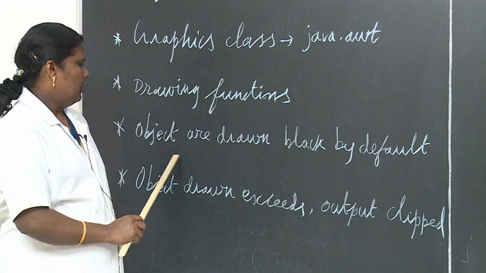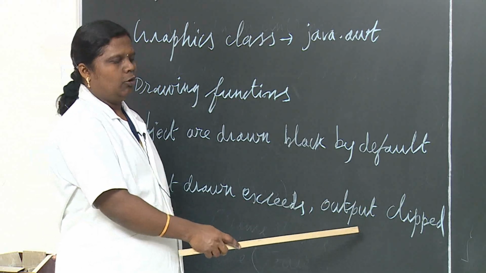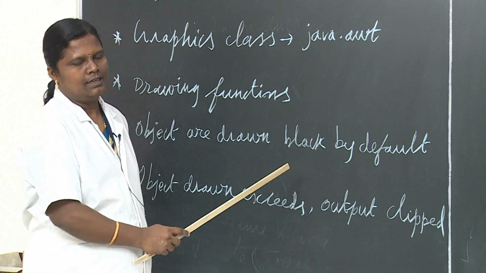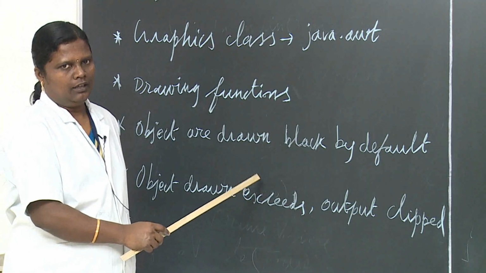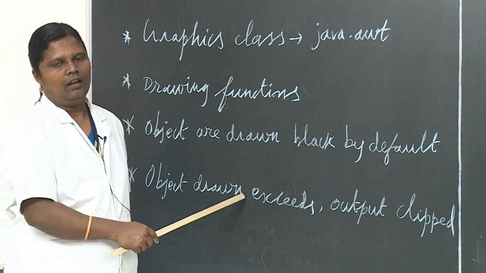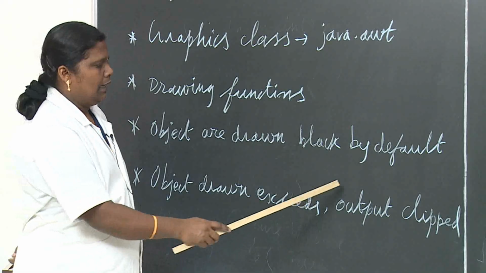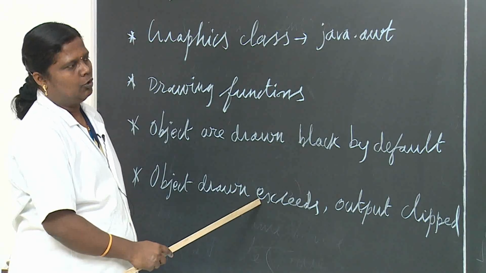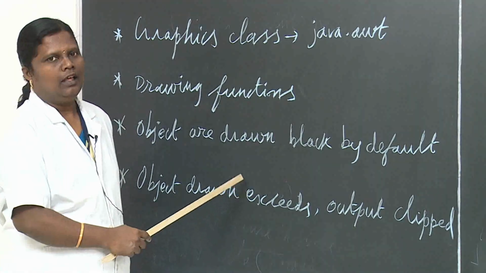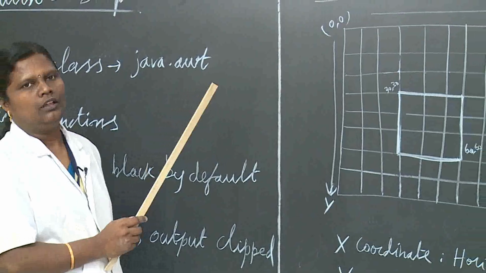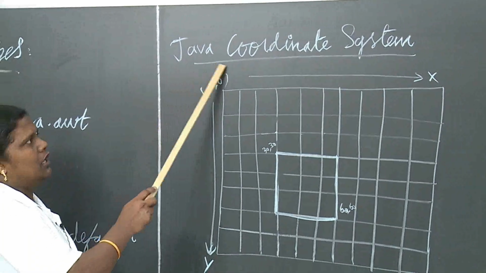While drawing the object, if it exceeds the limits we have given, it may be clipped automatically. For example, if I give a size like 600 for the x-axis and 500, 400, but it exceeds the panel size, it is automatically clipped. So it is going to clip automatically whenever it exceeds its drawing limit. These are all very important points to consider before starting to draw shapes with the Graphics class.